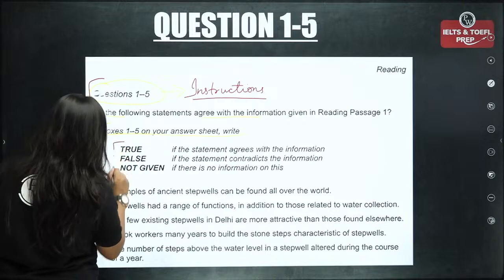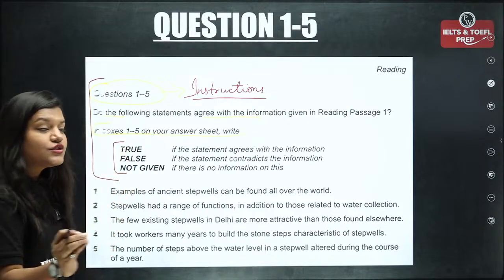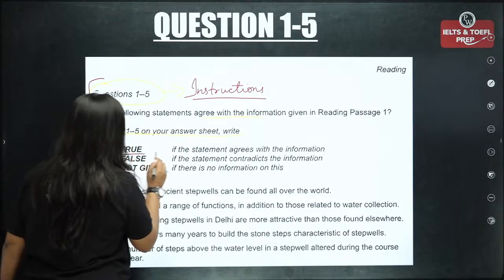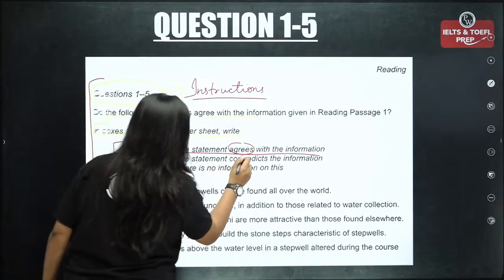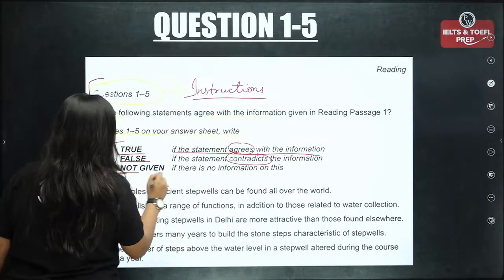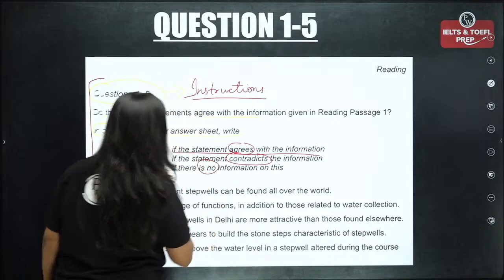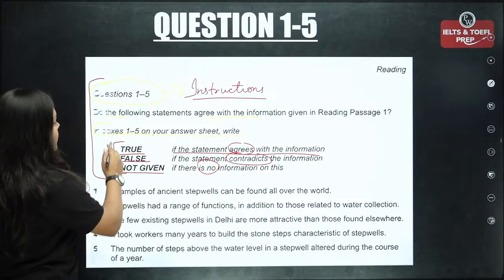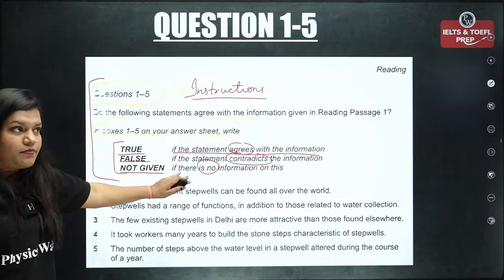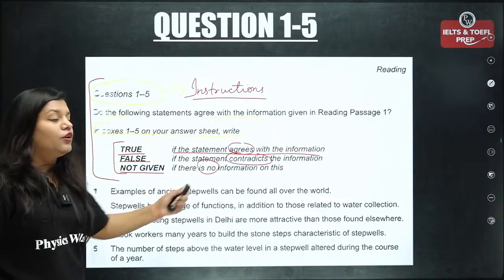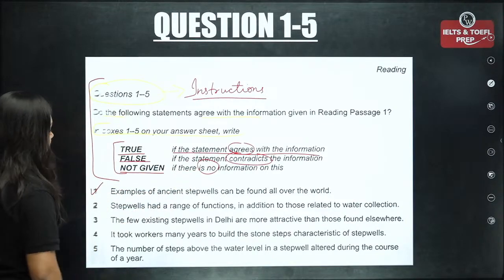They are going to give you short instructions of what you need to do. True if the statement agrees with the information. False if the statement contradicts the information. Not Given if there is no information on this. Boxes 1 to 5 on your answer sheet. This is the entire instruction, nothing else apart from that. So now you know what you need to do. The very first is an example.